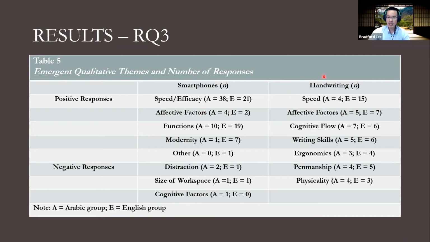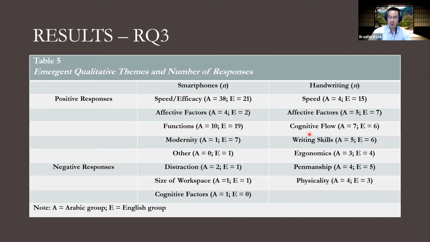In terms of handwriting, some positive responses. You can see here the English group said, yeah, writing on paper is just faster, which was found to be the case. Affective factors, they just like the feel of the paper. They like the feeling of writing on paper. It just brings them some kind of joy.